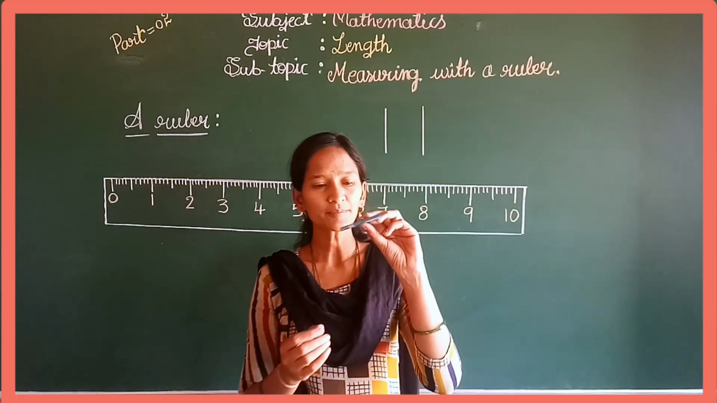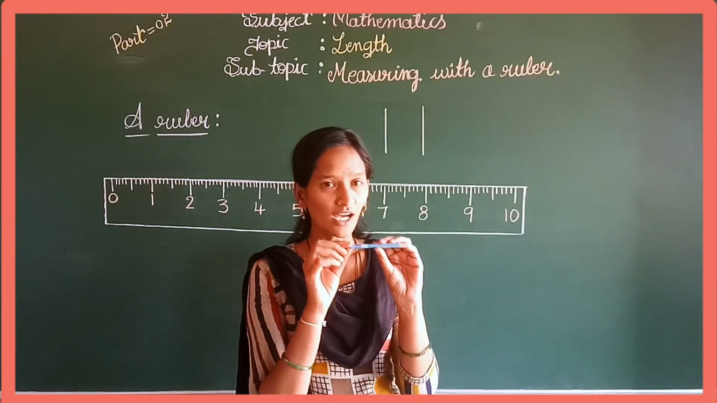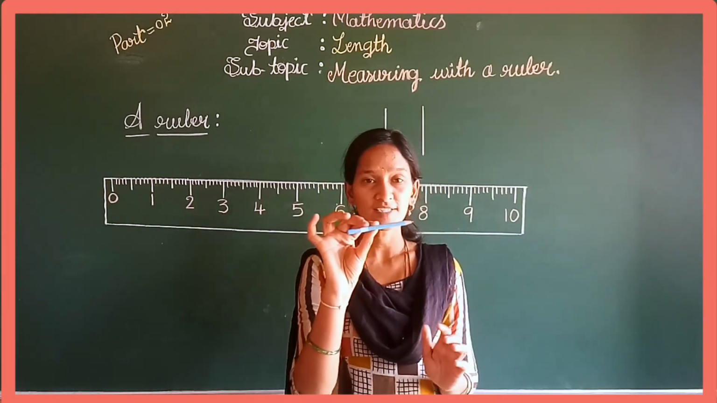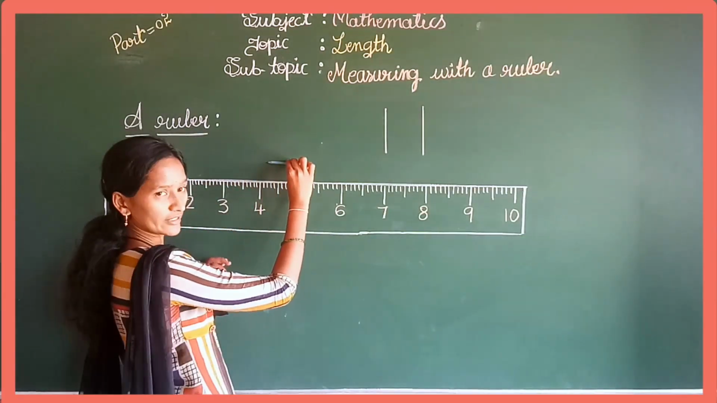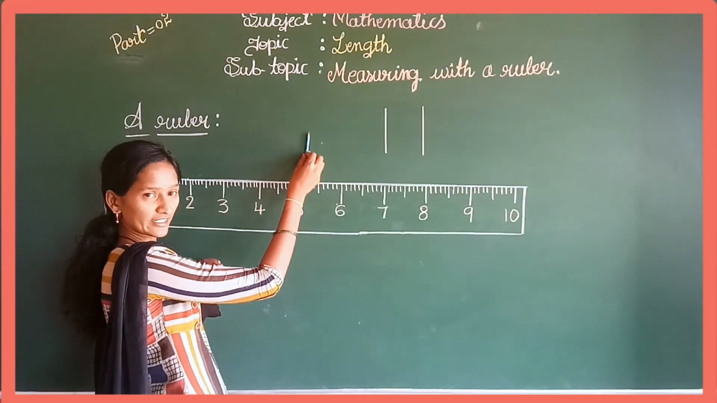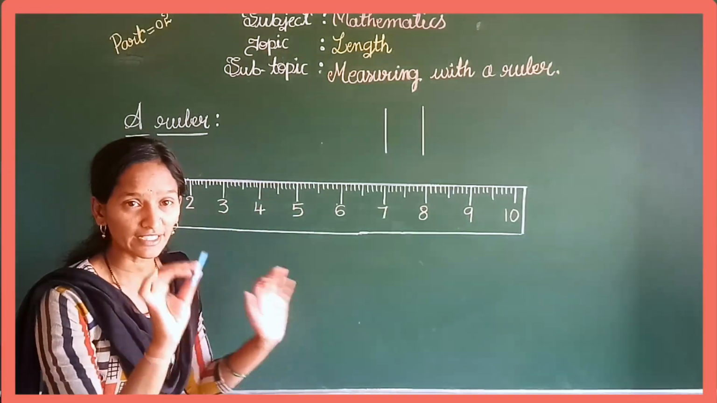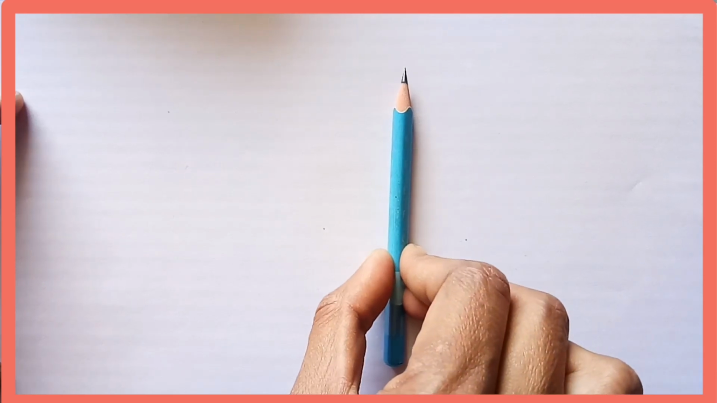So first, this pencil has two sides. This is one side and this is the other side, right? So first you have to place this pencil horizontally. This is a horizontal and this is a vertical line, right? Students, first you place the pencil horizontally.